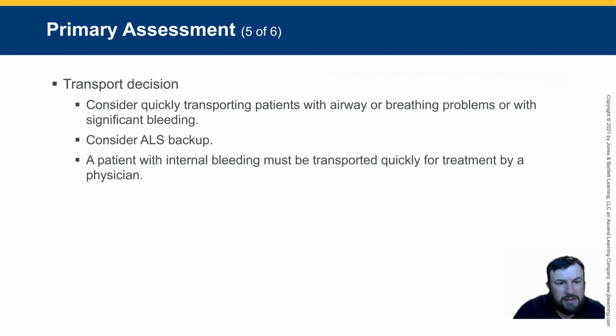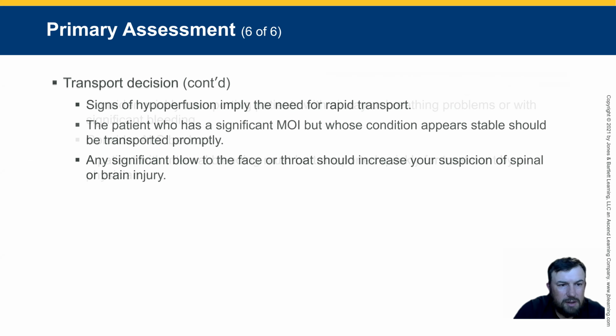Transport decisions. Consider quickly transporting a patient with airway or breathing problems or with significant bleeding. Consider ALS backup. A patient with internal bleeding must be transported quickly for treatment by a physician. Transport decisions, signs of shock: hypoperfusion. That is a rapid transport. Shock is a life threat.